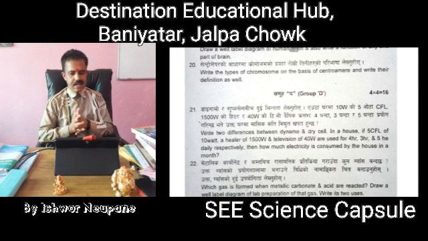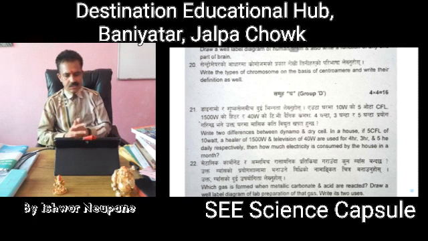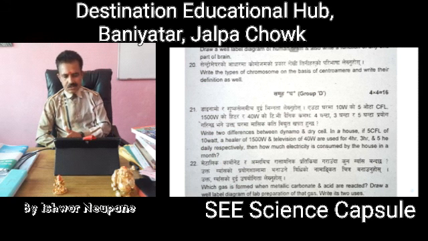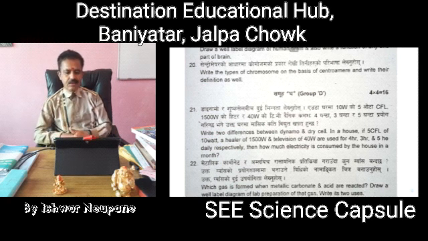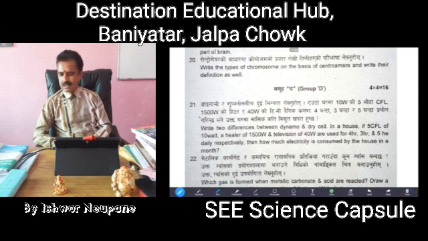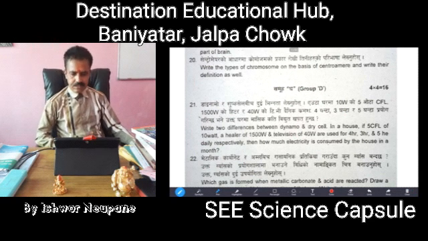So what are the differences between dynamo and dry cell? Left hand side dynamo, right hand side dry cell. Dynamo converts kinetic energy into electrical energy. Dry cell converts chemical energy into electrical energy. And dynamo produces alternating current. Dry cell produces direct current. Okay, so those differences you can write.